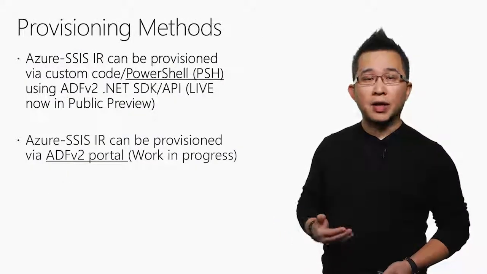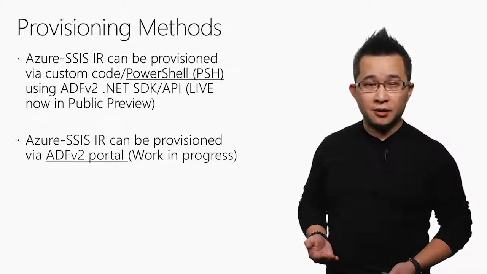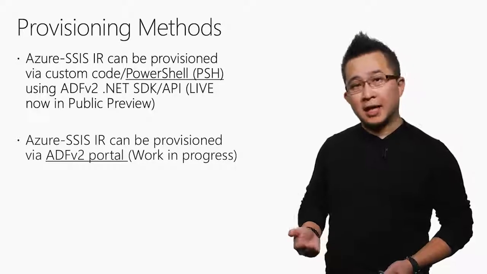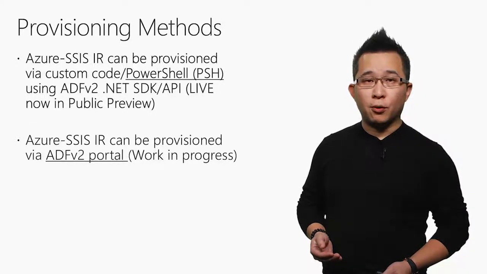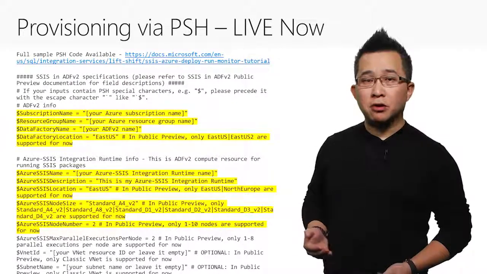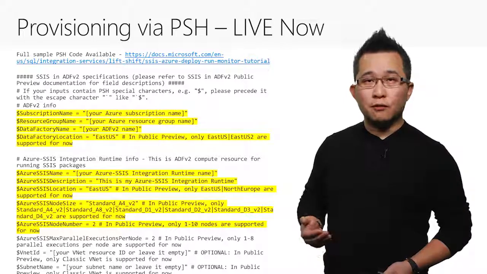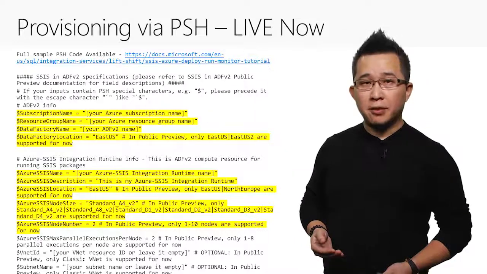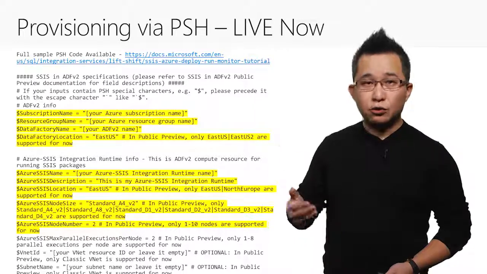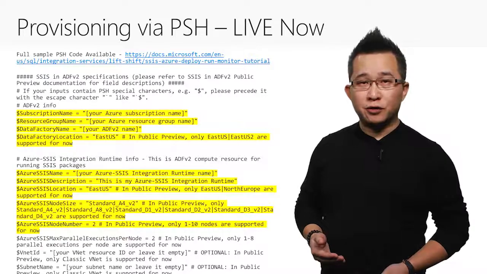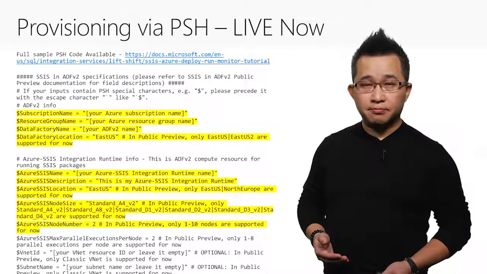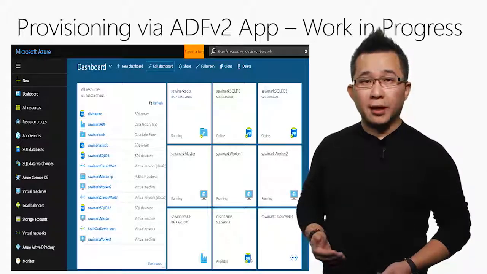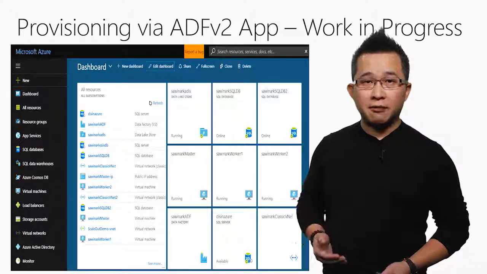Now, let's look at how we can provision this service. There are 2 ways you can do it. One is with a PowerShell script. Second, you can do it with the ADF v2 portal. This is a sample PowerShell script that you can download and use from MSDN. All you need to do is replace some of these parameters as highlighted, and you should be able to provision the service using the PowerShell script. Or you can directly provision the service using the ADF v2 portal.